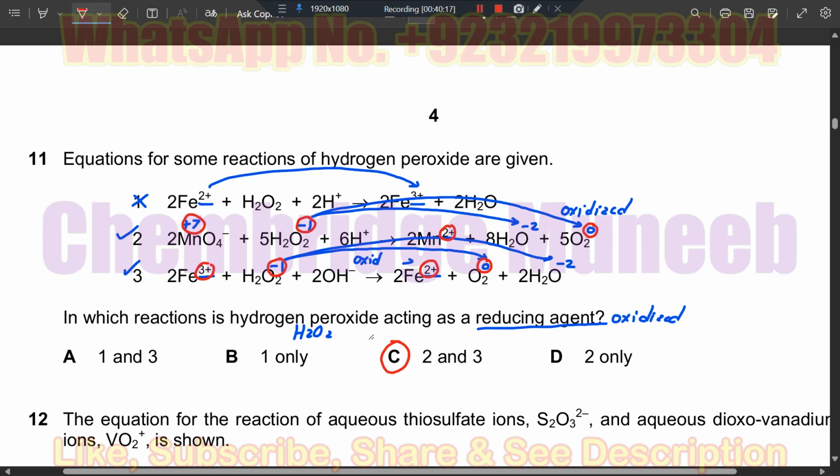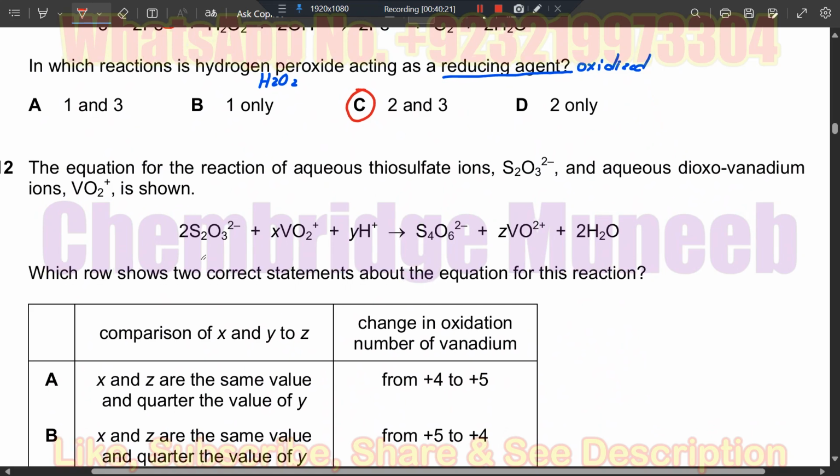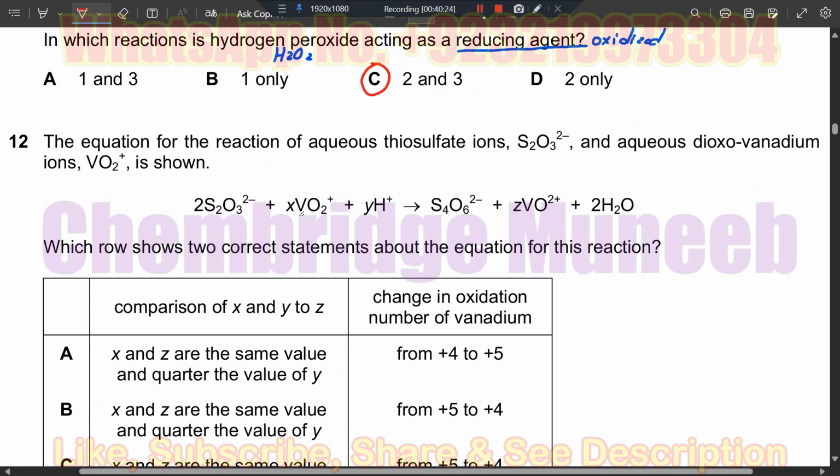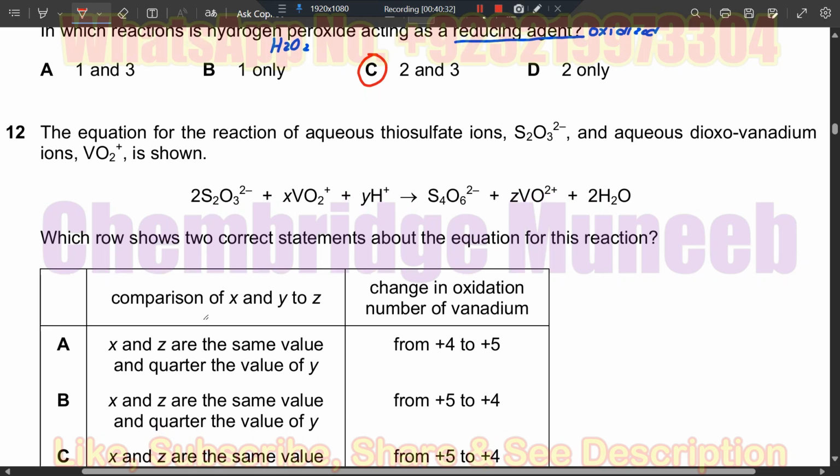Now question number 12. The equations are given here, the equation between aqueous thiosulfate and aqueous dioxovanadium (VO2+). We have to tell which of these two is the correct row. All right.